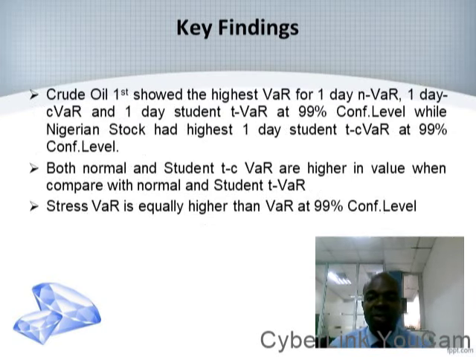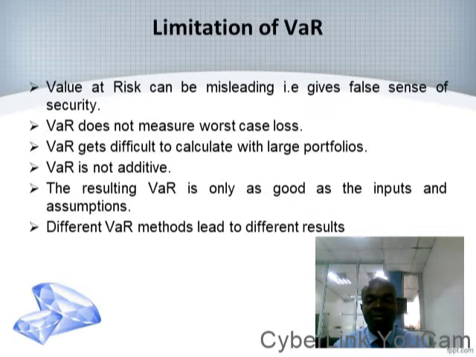Crude oil first contract showed the highest VaR for 1 day normal VaR, 1 day CVaR, and 1 day student TVaR at 99% confidence level, while Nigerian stock has the highest 1 day student T CVaR at 99% confidence level. Both normal and student T CVaR are higher in value when compared with normal and student T VaR. Stress VaR is also higher in value than VaR at 99% confidence level.